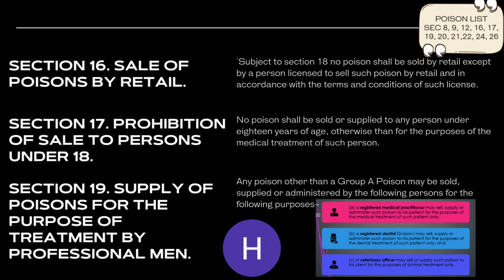And then under section 19, it states the supply of poison for the purpose of treatment by the professional. Under this section, any poison other than a group A poison may be sold, supplied, or administered by the following persons for the following purpose. The persons are the registered medical practitioner, registered dentist, and the veterinary officer.